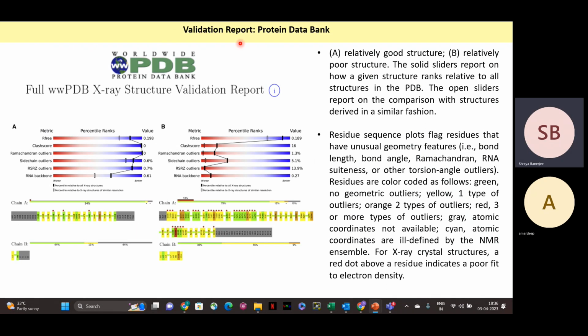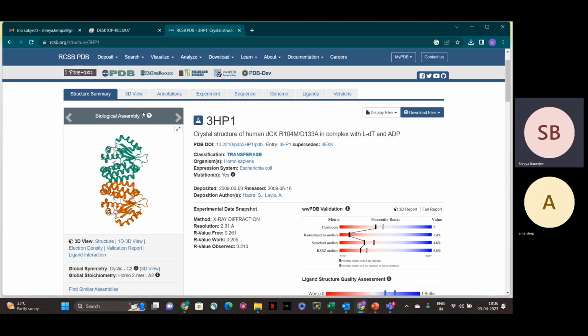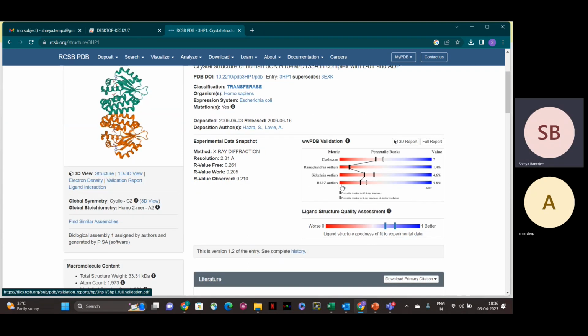The next part that is important is the validation report. If I show the validation report, we had seen the 3HP1 protein. This is called the validation report, where it is mentioned that Ramachandran outliers means how many residues are not falling in the Ramachandran allowed regions. And side chain outliers are, suppose the main chain of the residue is falling in the Ramachandran allowed region, but the side chain of the residue is in the Ramachandran not allowed region. So that is the side chain outliers. So there are different scores like this, which measure whether the crystal structure is good or bad.